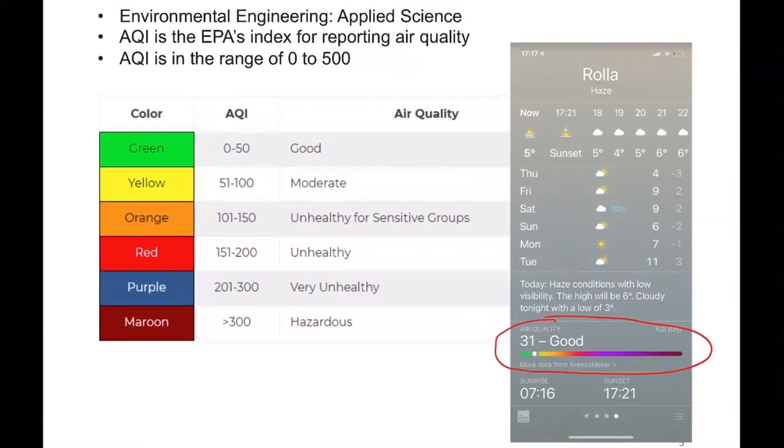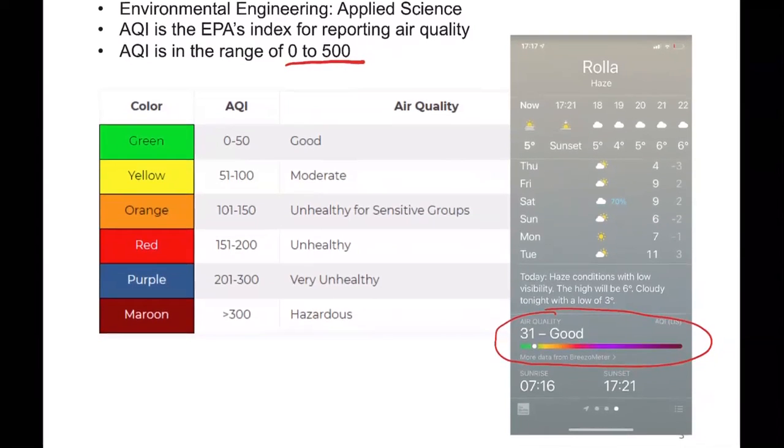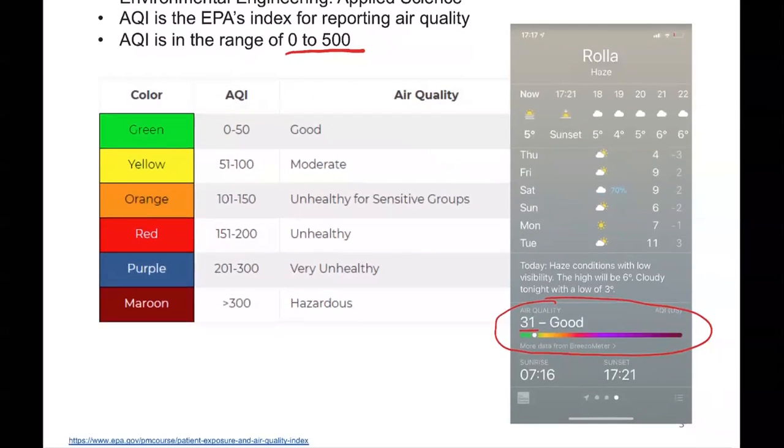Okay, so it is generally in the range of 0 to 500. The lower the score, the better the air quality. Generally, let's say if it's within 10 to 50, it's good air quality, right? Yesterday in Rolla, that was 31, which makes it good air quality. If the air becomes more polluted, then the color will become darker and darker. If it's above 300, then it's going to become hazardous.